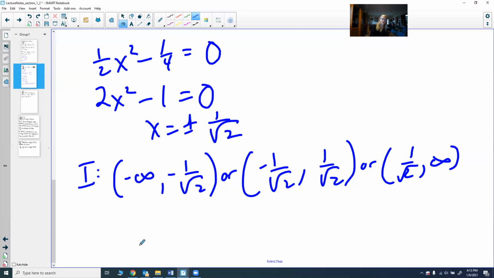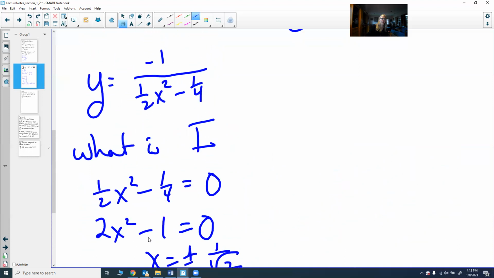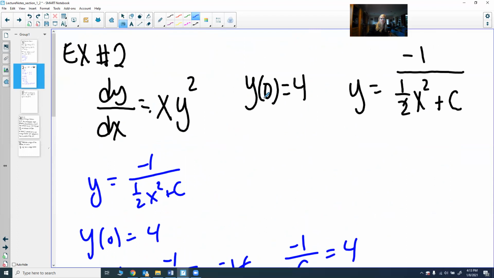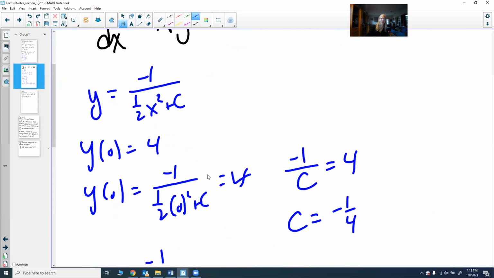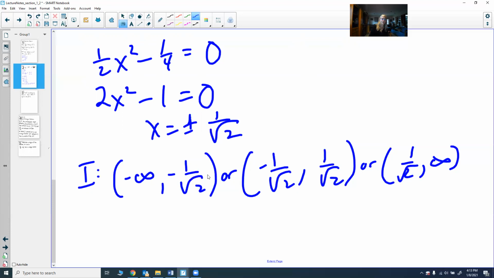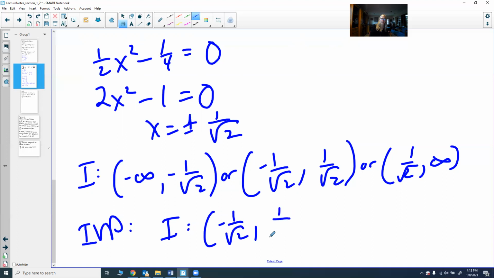And in this case, with my initial value problem, I noticed my initial value told me that when x is 0, y is 4. So that means x is 0. So in this case, for my IVP, for my initial value problem, the I is actually the one that contains 0. So the I is the negative 1 over the square root of 2 to 1 over the square root of 2, because that one contains that 0.